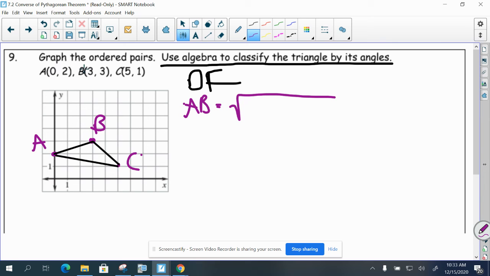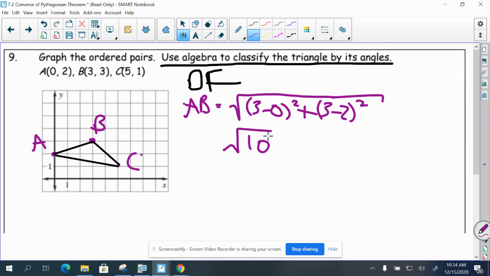would be 3 minus 0 squared plus 3 minus 2 squared. This would be 9, and this would be 1. 1 squared is 1, so this would be the square root of 10. And I'm just going to leave it like that, because when I do distance formula, I'm just going to square it anyways. So BC is next.